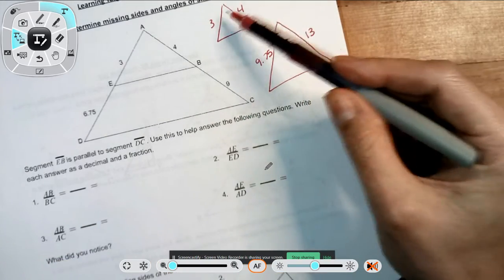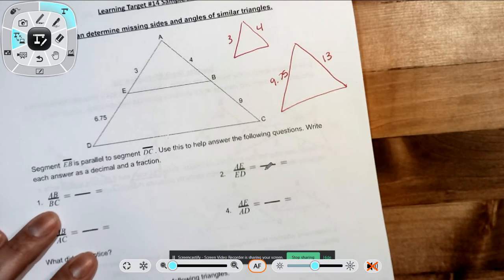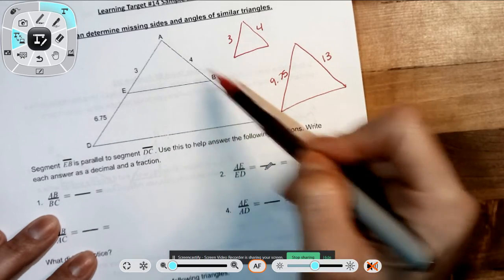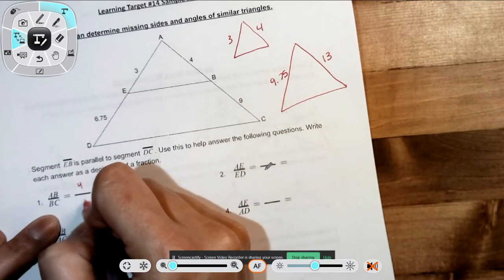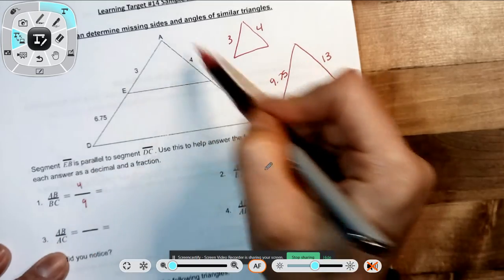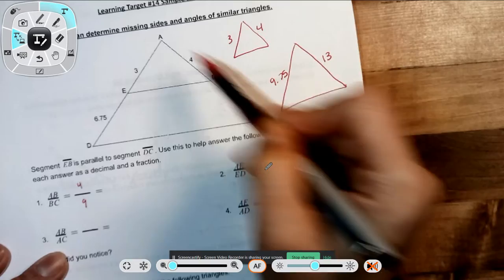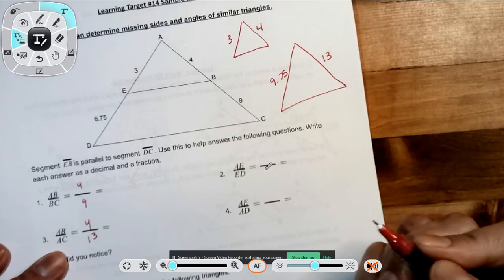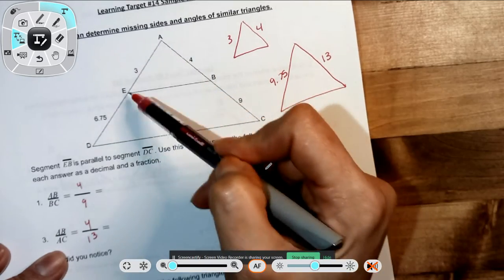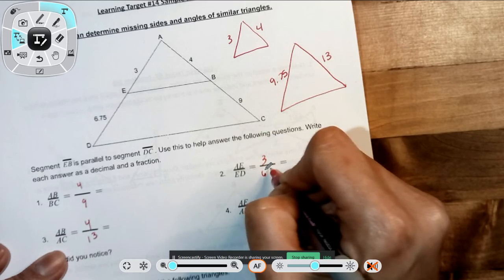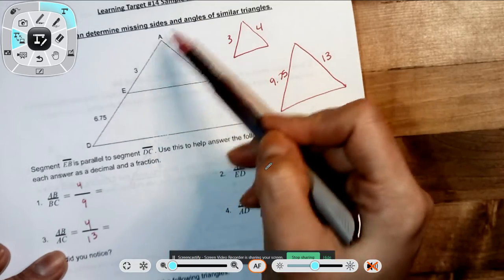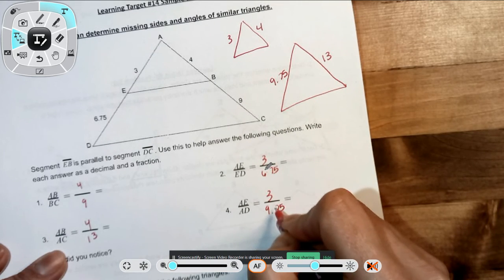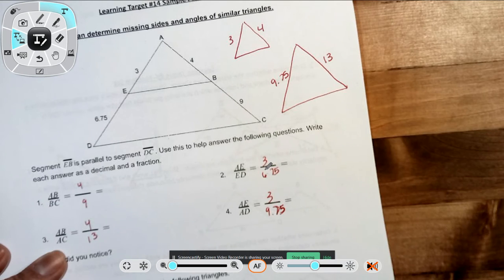Now that I have my two separated triangles, I'm going to go through this kind of quickly because this is just to give you an idea of how things match up. AB over BC, so that's 4 over 9. AB over AC is AB, which is 4, over AC, which we said was 13. AE over ED is 3 over 6.75. And then AE over AD is 3 over 9.75. That's just to show you the differences in how those ratios match up.